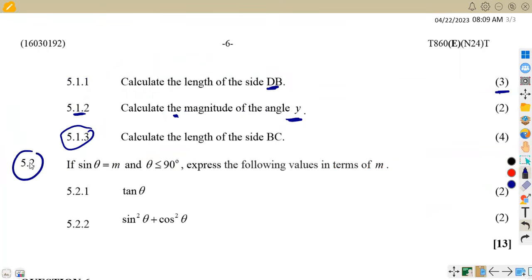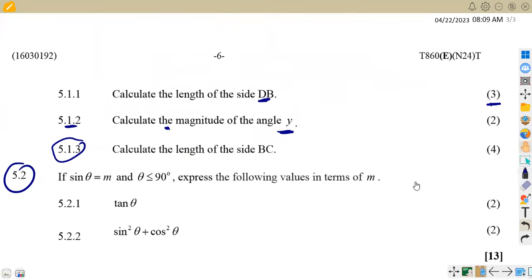All right, on 5.2, we are now given the last part of the question where we are given that sine of theta is equal to m and theta is less than or equal to 90 degrees. Actually, this question was not properly given, because if you are given that theta is less than or equal to 90 degrees, there are infinite values which are going to be referred, because we are referring to any angle that is less than or equal to 90, which means also minus 180 degrees, minus 360 is less than 90.